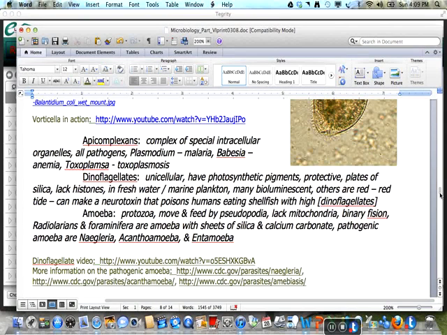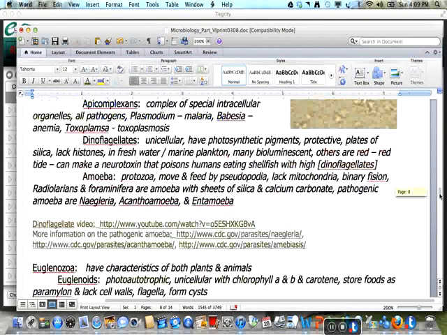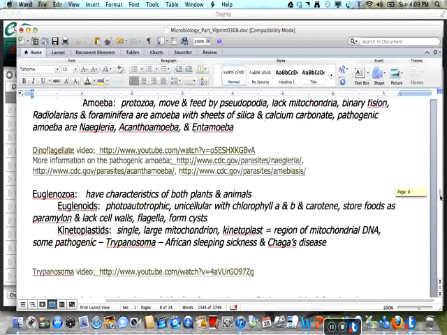Amoebas are protozoa, which move and feed by pseudopodia. They lack mitochondria and divide by binary fission. The radiolarians and foraminifera are amoeba with sheets of silica and calcium carbonate. The pathogenic amoeba are the Naegleria, Acanthamoeba, and Entamoeba. So we've got information on these pathogenic amoeba. These are the ones that occasionally come up that people have acquired while swimming in lakes. And usually they're not problematic unless they get into the brain. And then most of the time, if you get an amoeba infection in your brain, you're going to die.